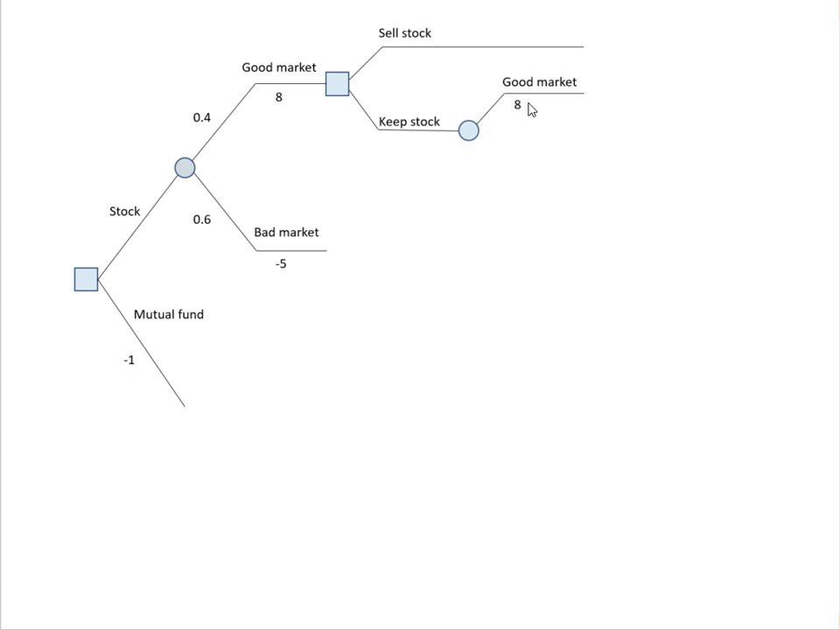So I'm going to put 8 here. Second outcome is a bad market. In that case, it says the value of the stock goes down by 5. So I put -5 here to remind myself. And again, it's a circle. It's an uncertainty. Don't forget to put the probabilities of the possible outcomes. So it's 0.4 and 0.6 again over here.